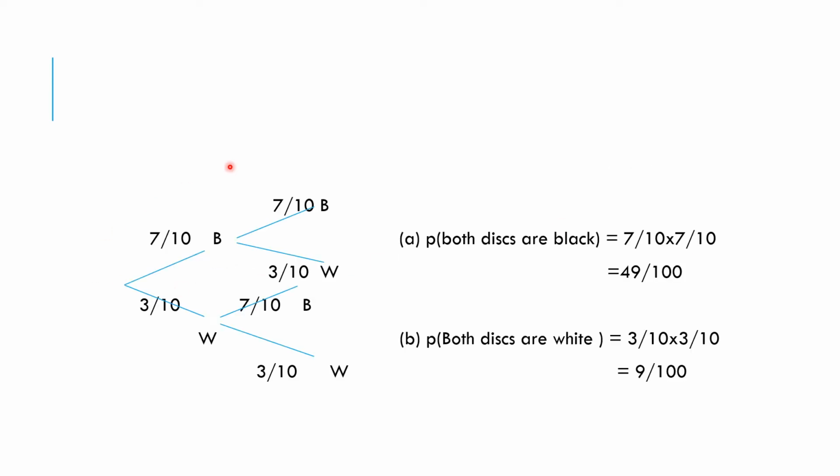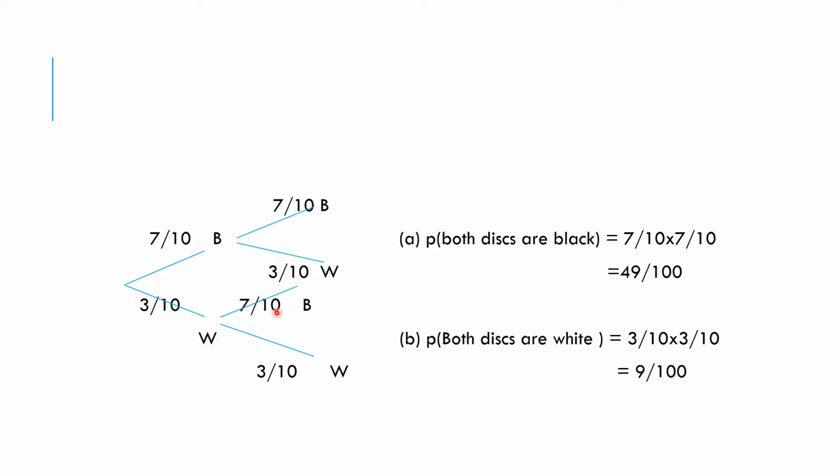Okay, so this is basically the tree diagram. Probability of black is 7 by 10, probability of white is 3 by 10, and then in the second branch, probability of black is 7 by 10, probability of white is 3 by 10. Over here, probability of black is 7 by 10, probability of white is 3 by 10. Probability of two discs being black is 7 by 10 into 7 by 10. Probability of black and white is 7 by 10 into 3 by 10.